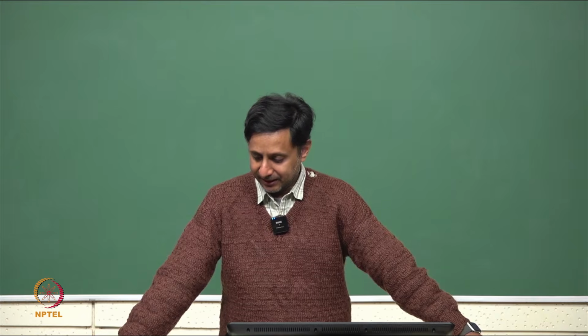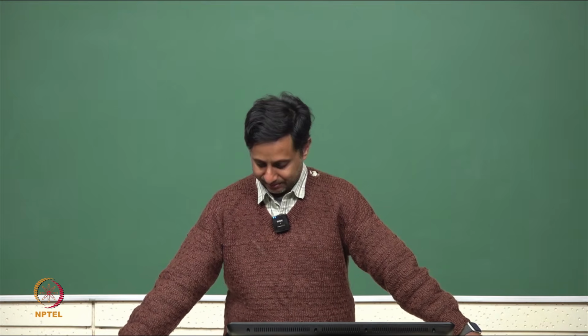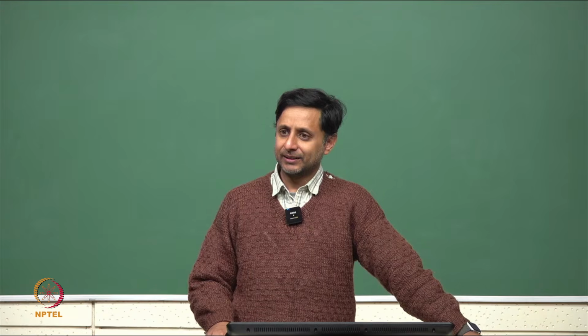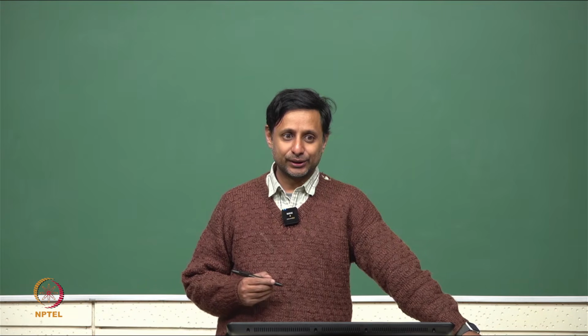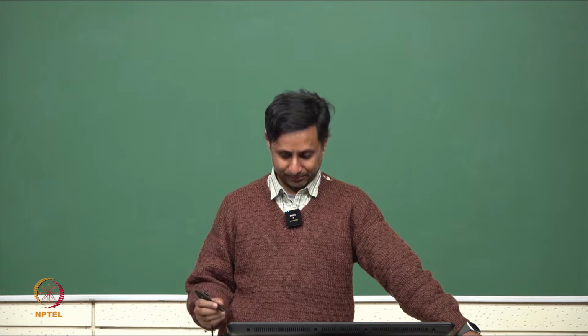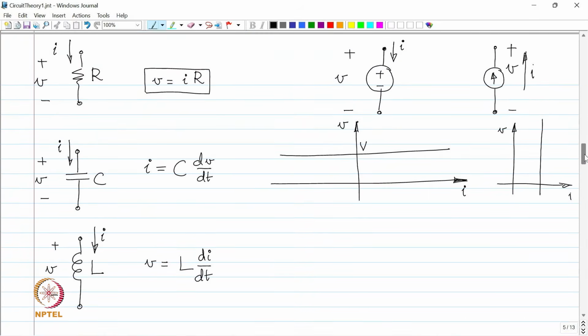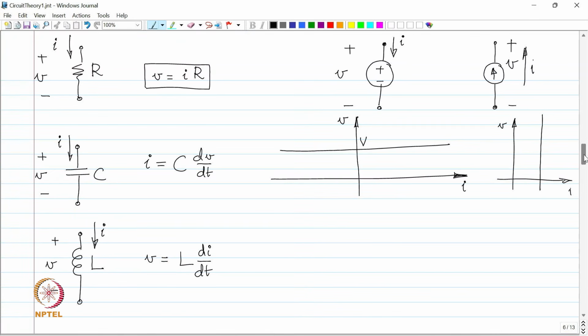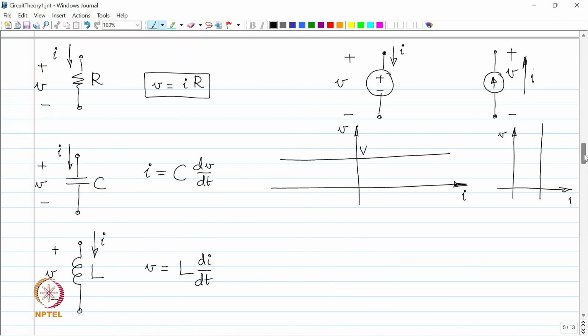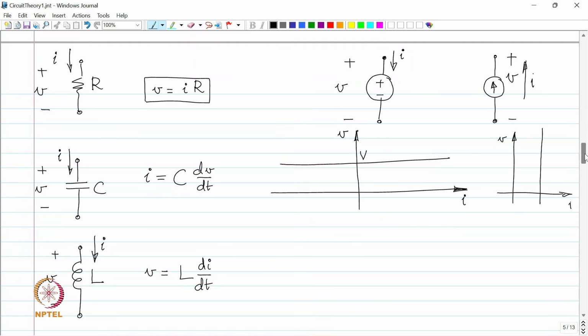Let us start today's class. Today this is the second time we are meeting. In the last class we had summarized or rather introduced different kinds of circuit components, right. You remember resistor, capacitor, inductor. The resistor follows Ohm's law, for the capacitor I is C dV by dt, and for the inductor L di by dt is the voltage across the inductor.